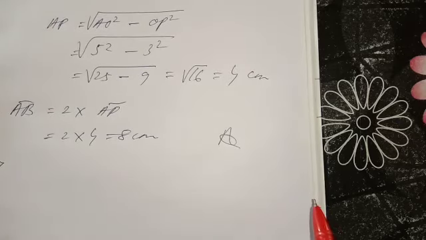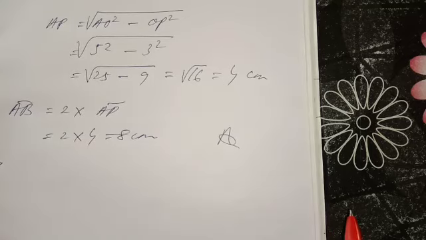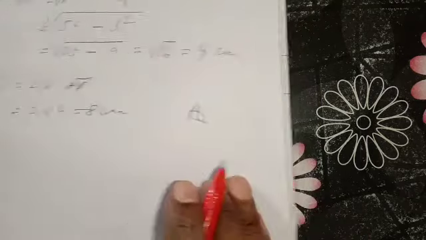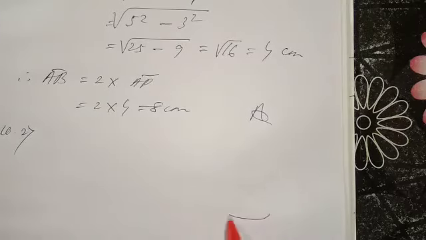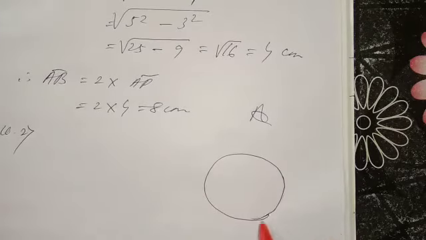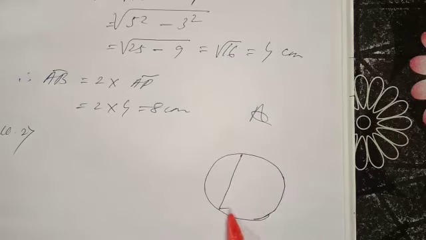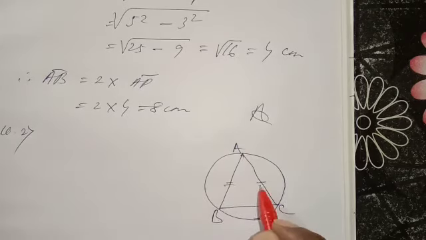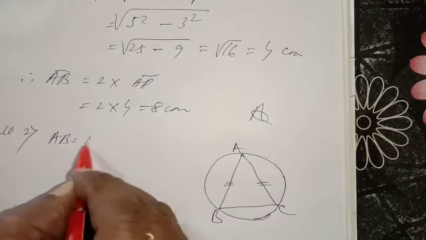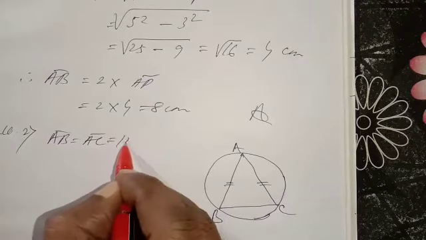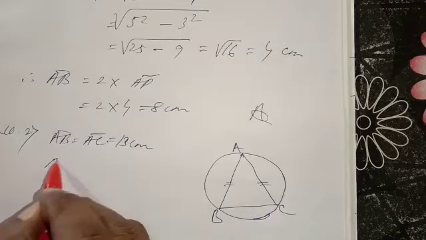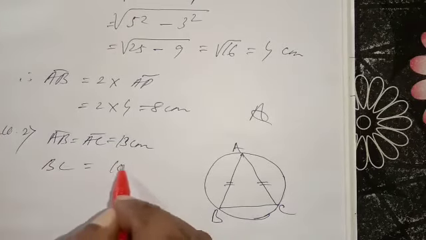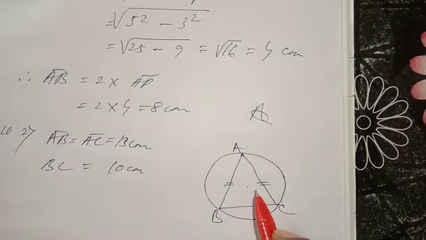Number 2, an isosceles triangle whose sides are 13 centimeter, 13 centimeter and 10 centimeter is inscribed in a circle. So first we'll draw one circle. Inside the circle there is an isosceles triangle like this. Isosceles triangle, so two sides are equal. Suppose AB is equal to AC equal to 13 centimeter and BC given 10 centimeter. This is the center of the circle.